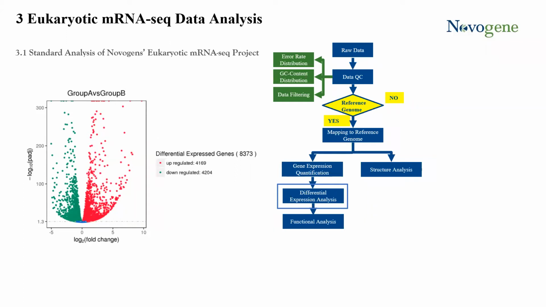The further up on the y-axis, the higher the statistical significance. On the right, you can see in the legend the number of upregulated and downregulated genes, as well as the total number of outer genes.